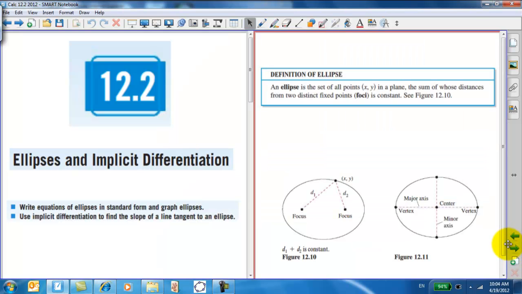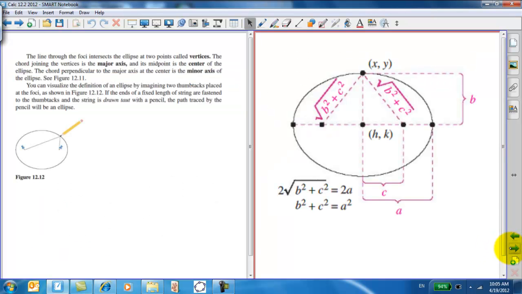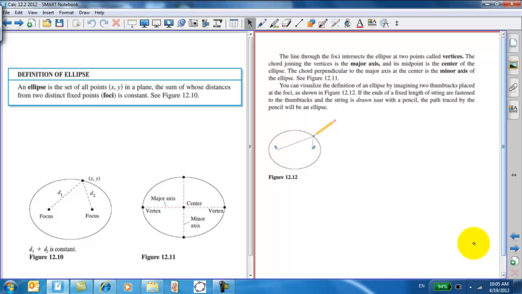Here's an ellipse defined as a set of points whose sum of the distances between two fixed points is constant. So d1 plus d2 here remains constant. And we have vertices along the major axis, and here's the minor axis with a center. You can draw ellipses with a pencil and string. And also, you might have some fun with, let's take a little pause here, do some work with GeoGebra.